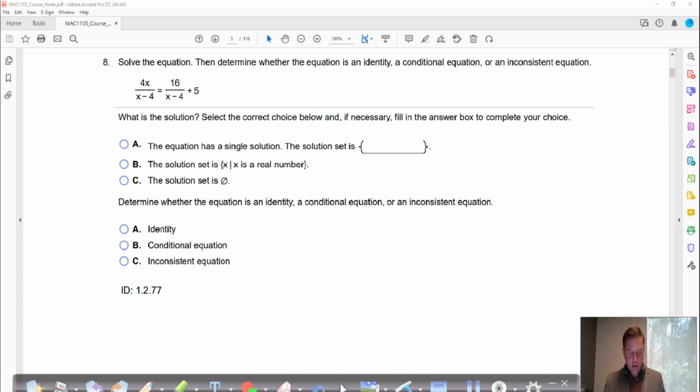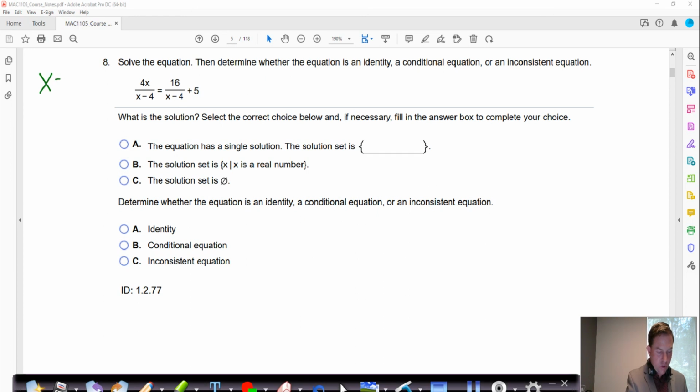Okay, so for problem 8, pretty similar to the last one. Or I shouldn't say the last one, problem 6. Okay, we're divided by x minus 4. So let's immediately write over here on the side that x should not equal positive 4. Right? So if x is positive 4, we're going to get divided by 0. So that's a problem. Once we've written that, let's just keep that in mind.